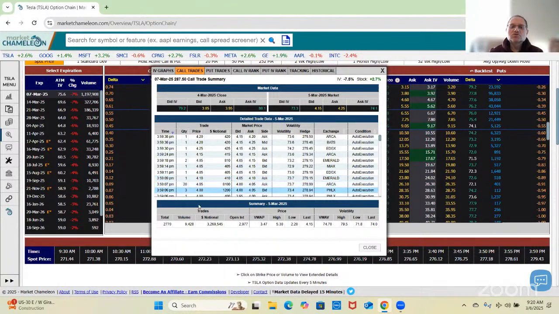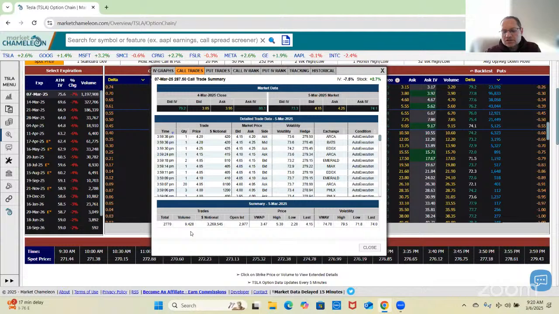So over here we have the number of trades. Here we have the total volume, 9,428. So 2,770 trades, 9,428 contracts. That's the total volume.